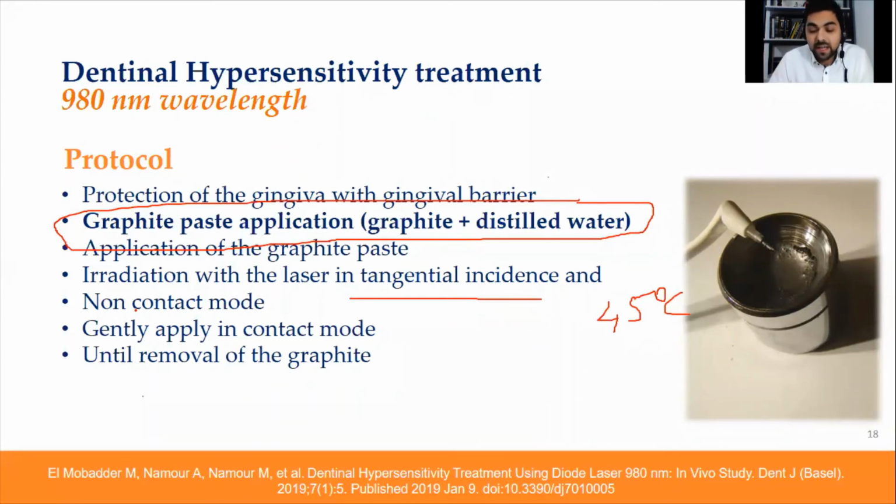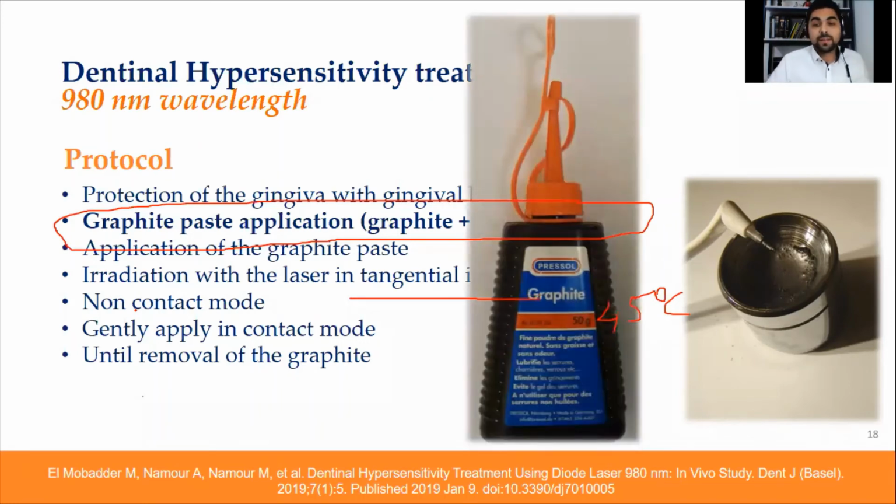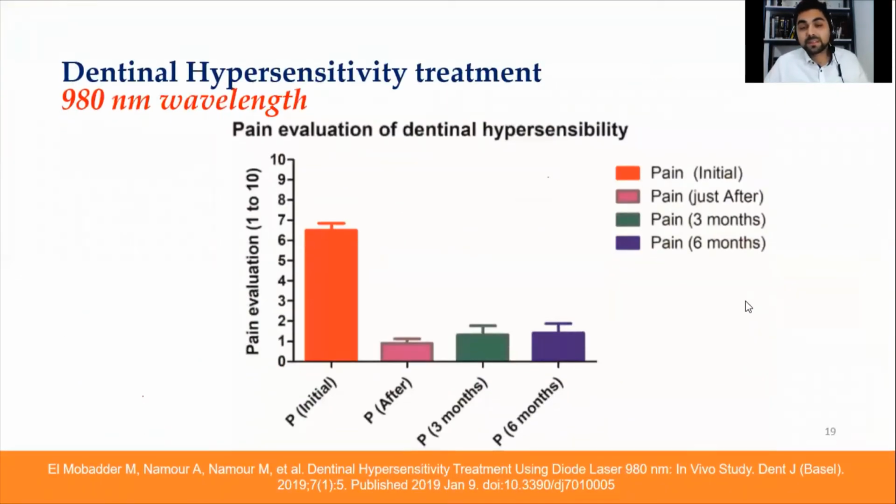In some cases, if there's a severe dentinal hypersensitivity, it's okay to do a little bit of periapical anesthesia before starting the protocol. So this is the graphite paste. Now, of course, depending on the country, you will have different types of graphite paste, and you have just to mix it with distilled water and to add it on the naked dentin. So this is the protocol of the dental hypersensitivity.